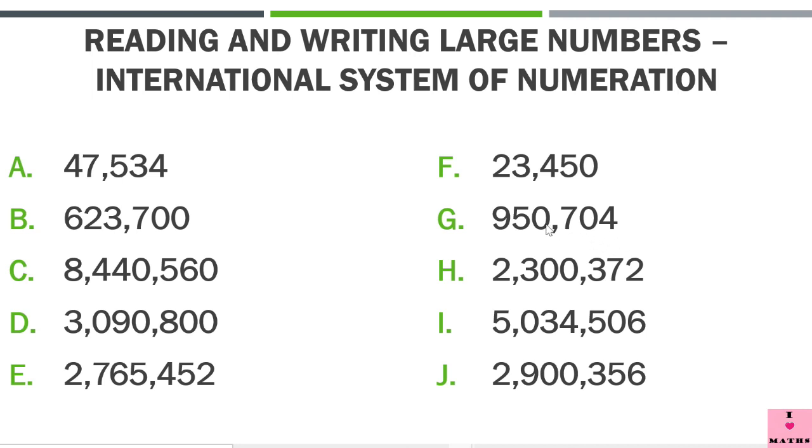Okay, now let's go to slightly bigger numbers. Here, these three digits are in ones period. These three digits are in thousands period. And after this comma, millions period starts. So, this number is read like this. 8,440,560. I repeat, 8,440,560.